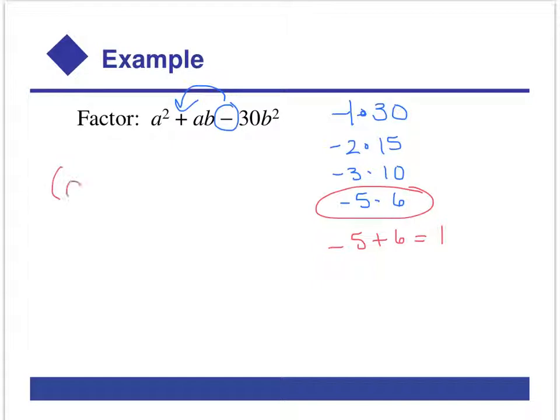So now we're just going to drop in a plus 6b. You have to attach that variable there, and then a minus 5b. And you're finished. If you FOIL that back out, it would come back to the same thing.